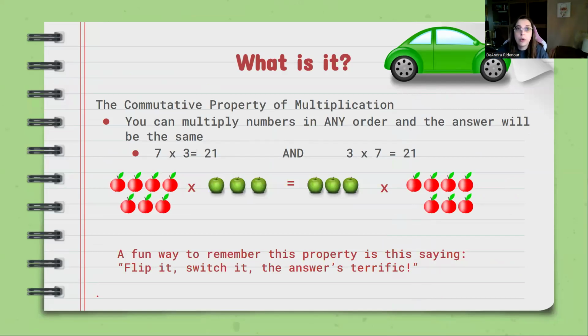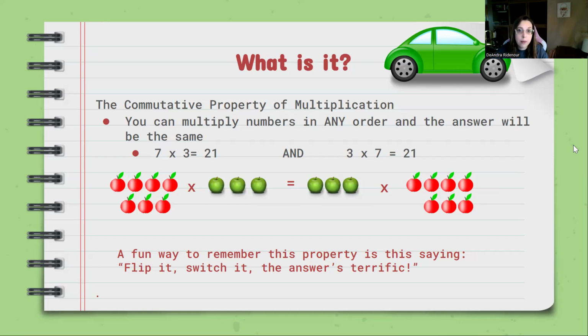Let's talk about commuting. To commute means to move. It means to go from one place to another place, to move. The same rule applies with commutative property. It means that you can move any numbers in your multiplication equation around to any order, and the answer is gonna be the same answer.